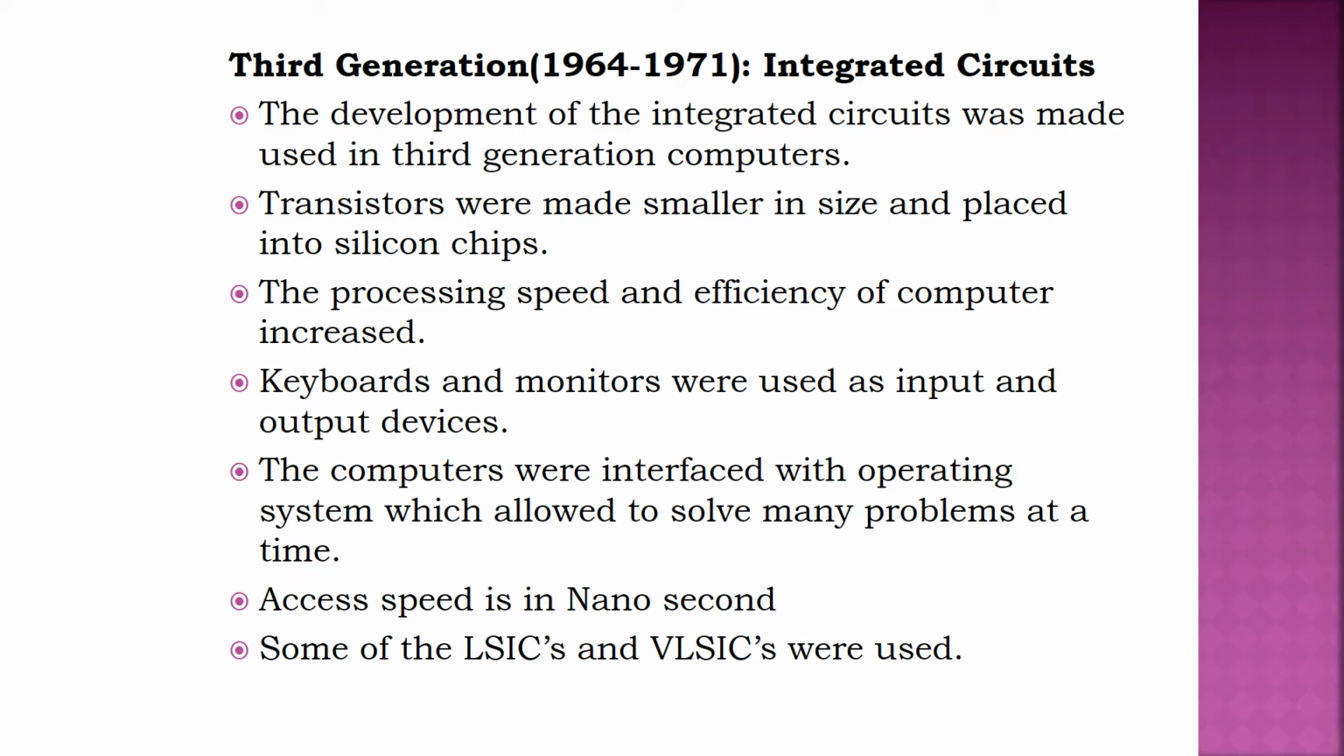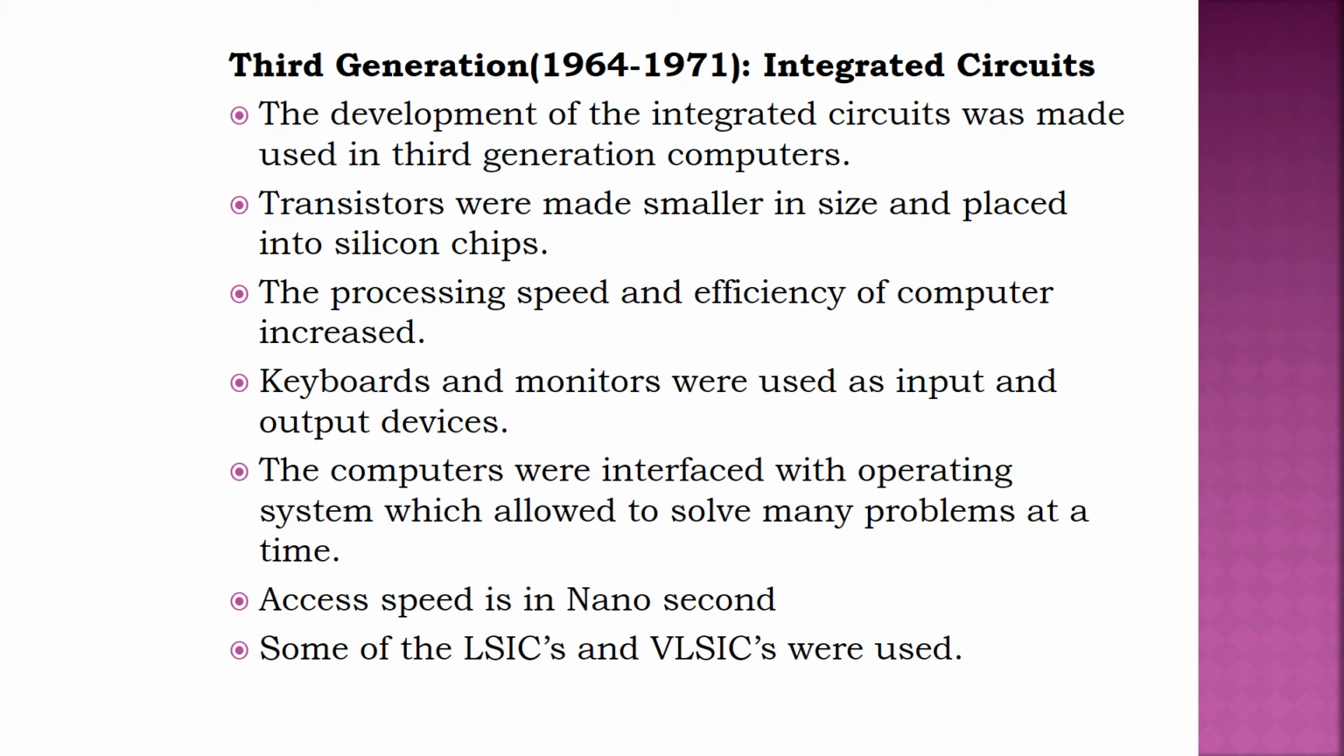They developed integrated circuits, which were made into the third generation. Transistors were made small in size and placed onto the silicon chip. The processing speed and efficiency of a computer increases. Keyboard and monitors were used as input and output devices.